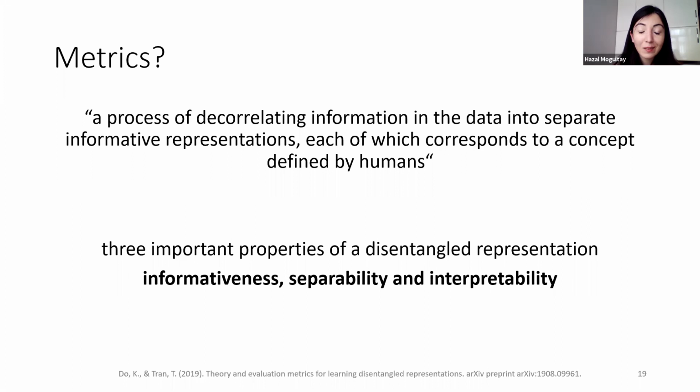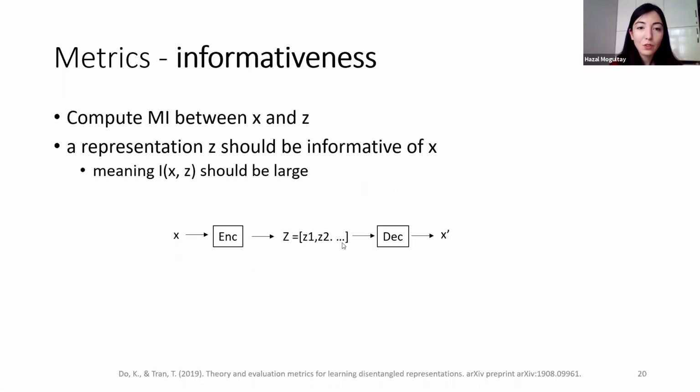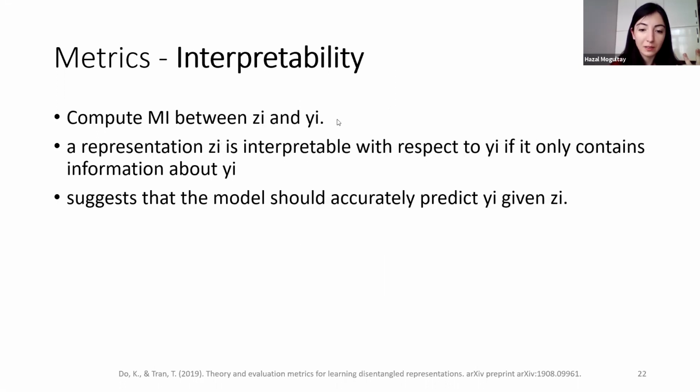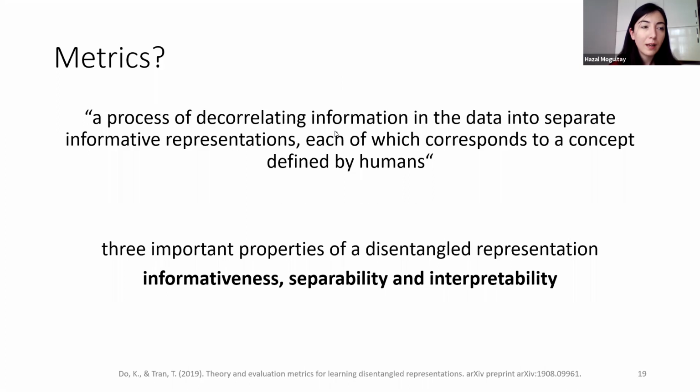Actually, in the talk, I said they are proposing some metrics based on these three definitions. They are using different combinations of these. So somehow they can use this informativeness and separability, or separability and interpretability. They define like 8 or 9 different metrics actually based on these three.